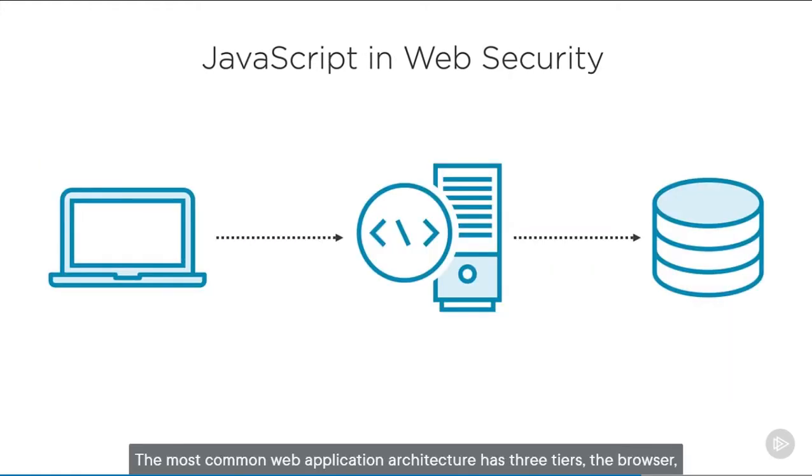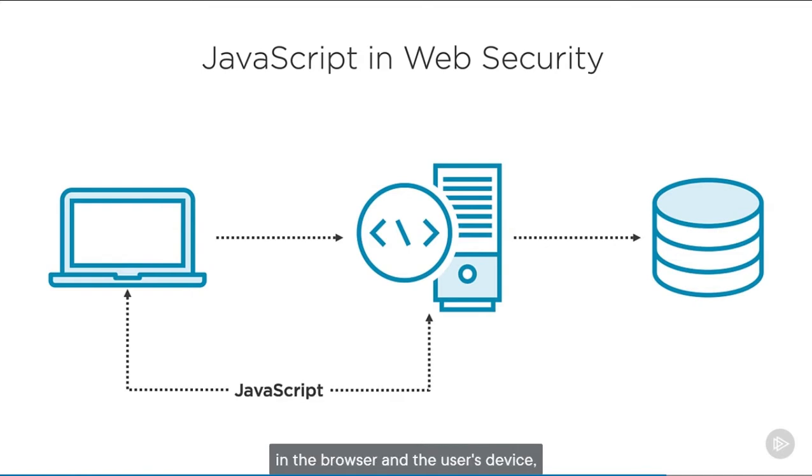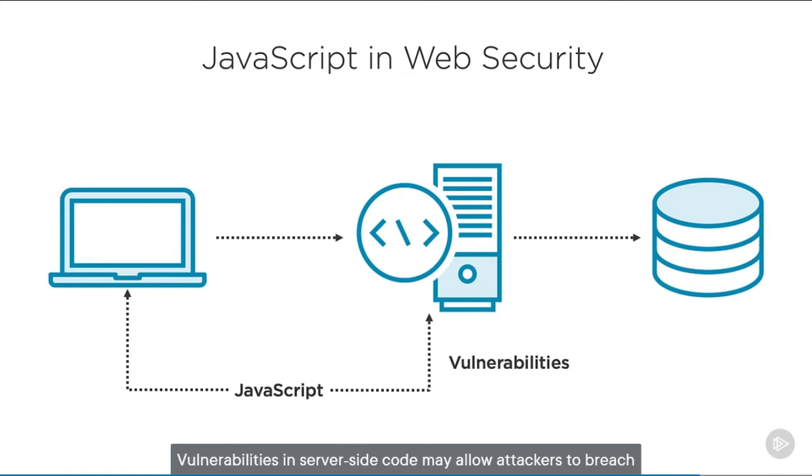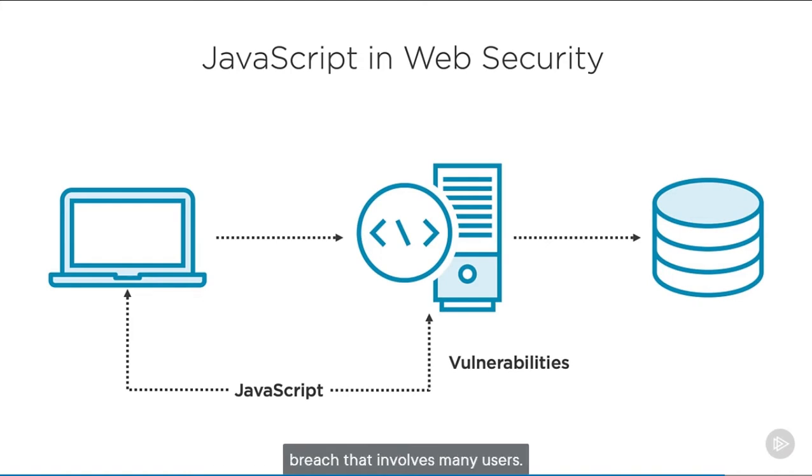The most common web application architecture has three tiers: the browser, the server, and the database. JavaScript code can run both in the browser and user's device, such as a laptop or a smartphone, or on the server using Node.js. Vulnerabilities in server-side code may allow attackers to breach access to the application data store. Successful attack in a database may lead to a data breach that involves many users.